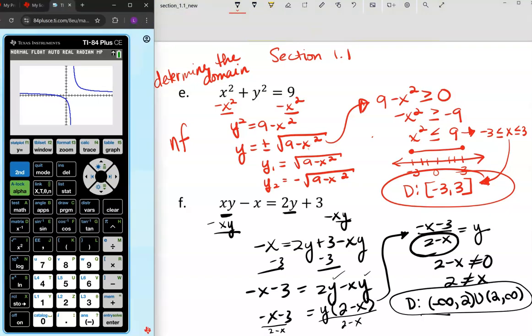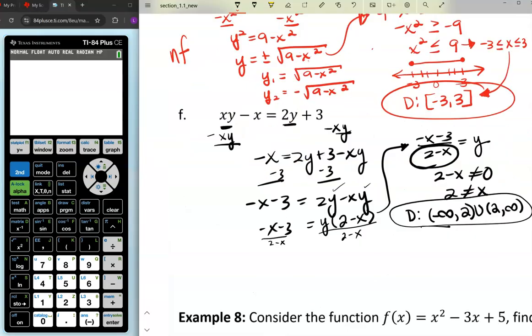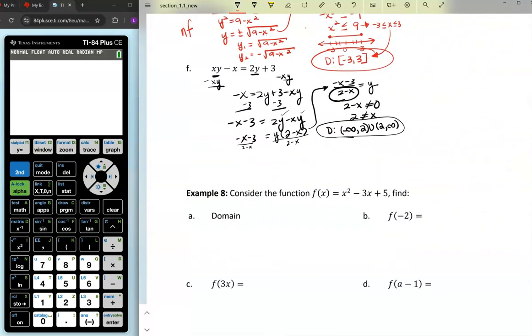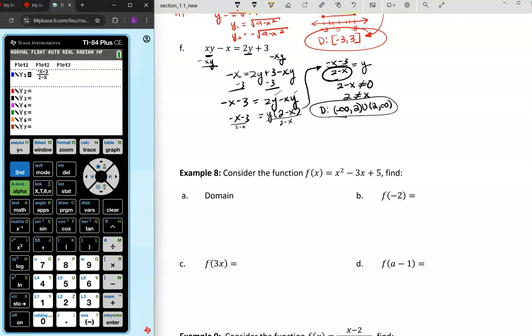Also, you can go to your table on your calculator, second graph, and you see right here at 2, it says error. That means we've got a problem with our domain at that point. All right. Now, further down the page, we need to consider this parabola, x squared minus 3x plus 5. We need to find the domain, and then we need to do some function notation.